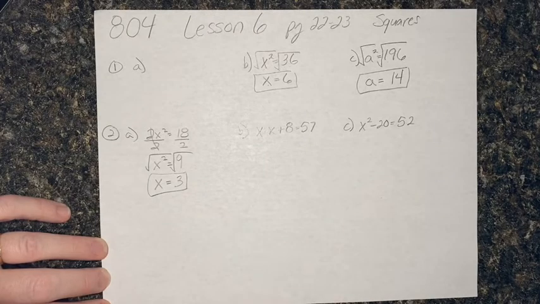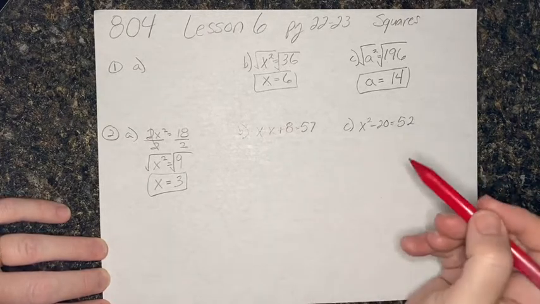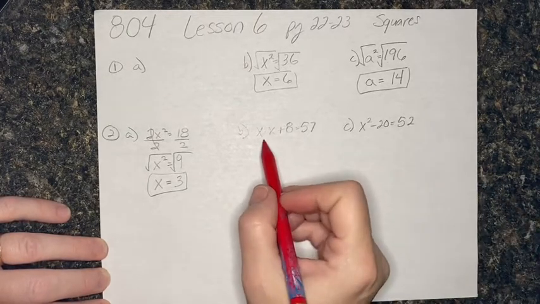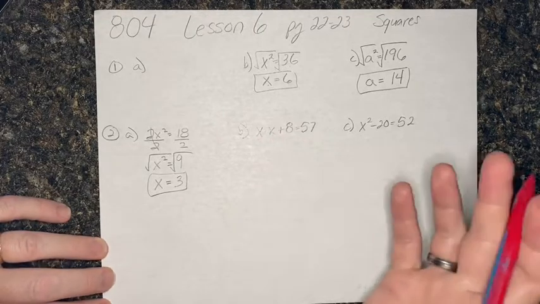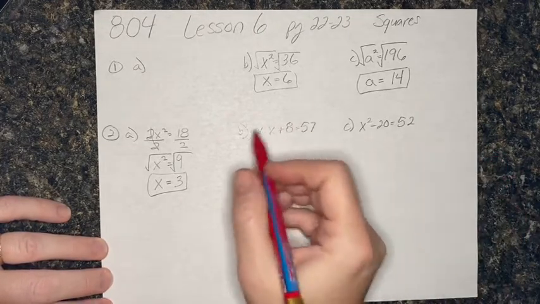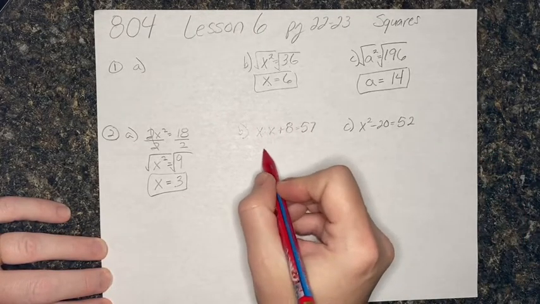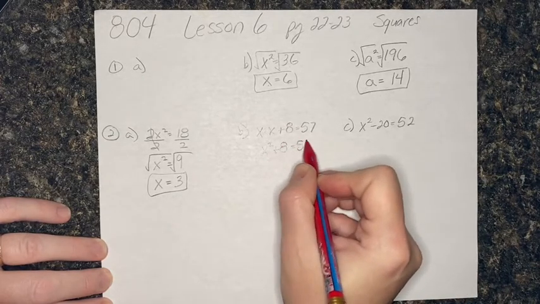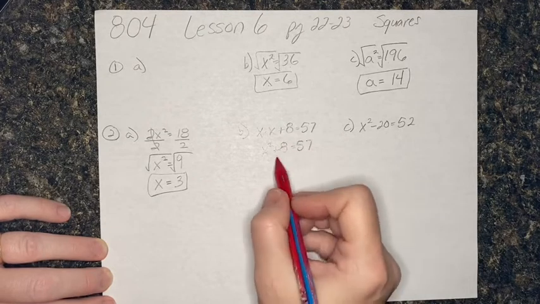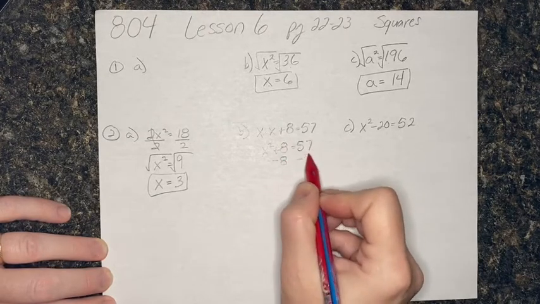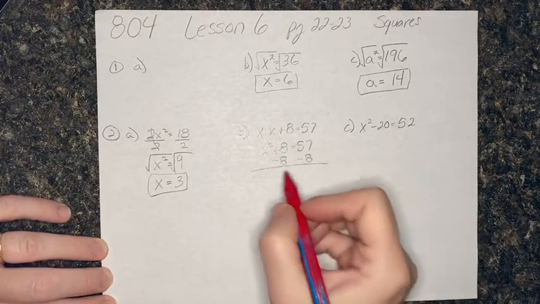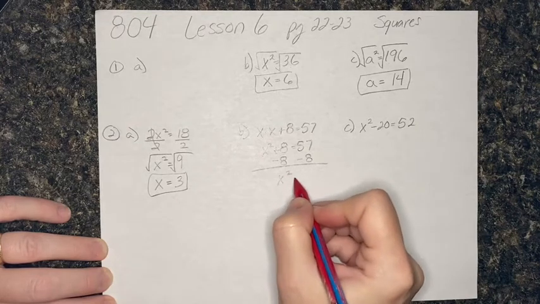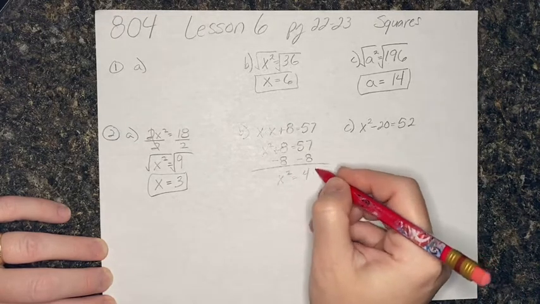All right, that's 2a. Let's look at 2b. Here they give us x times x. They're trying to be tricky about it, but x times x is just x squared, right? Plus 8 equals 57. Well, the 8 is being added, so we're going to do the opposite and subtract the 8 from both sides. That leaves us with x squared is equal to 49.